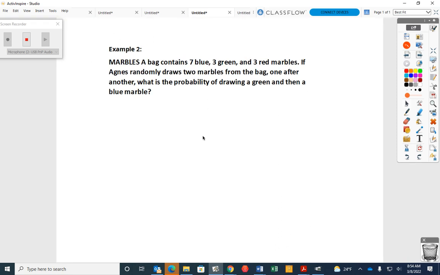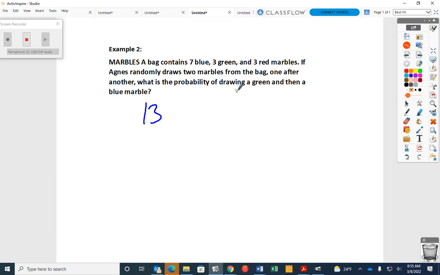That's your problem. So a bag contains 7 blue. Let's pretend this is my bag. I have 7 blue, 3 green, and 3 red. So how many marbles are in here? 13 marbles. If Agnes randomly draws 2 marbles from the bag, one after another, what is the probability of drawing a green and then a blue?